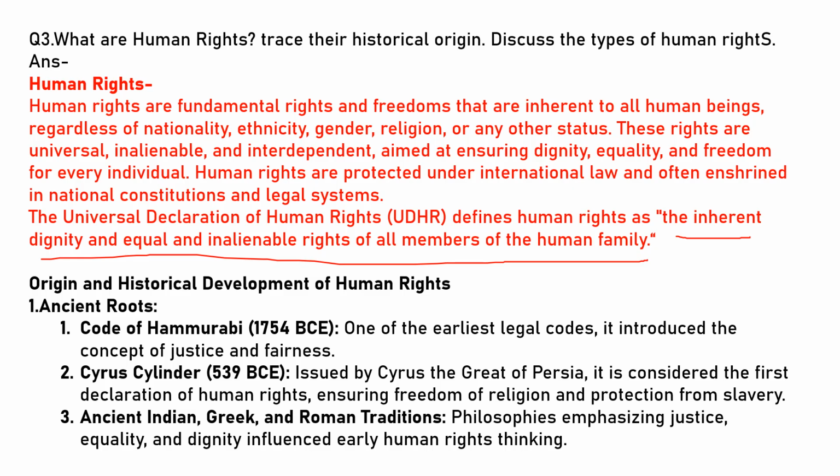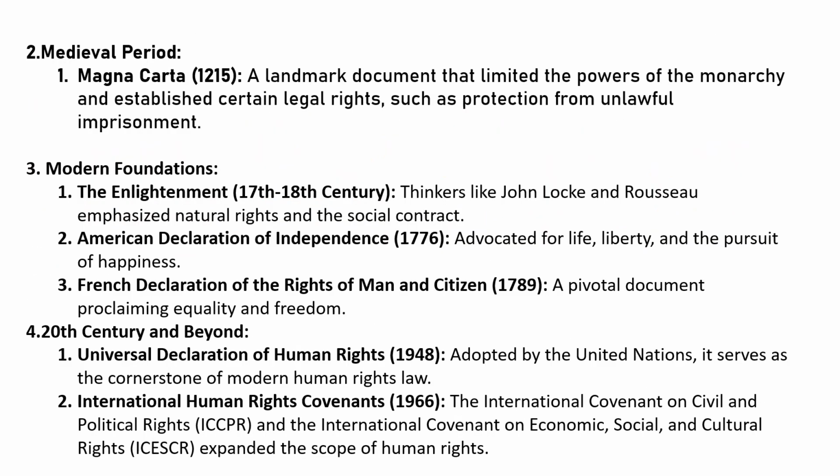Ancient rules. Code of Hammurabi. One of the earliest legal codes, it introduced the concept of justice and fairness. Cyrus Cylinder, issued by Cyrus the Great of Persia. It is considered the first declaration of human rights, ensuring freedom of religion and protection from slavery. Ancient India, Greek and Roman traditions, philosophies emphasized justice, equality and dignity influenced early human rights thinking.